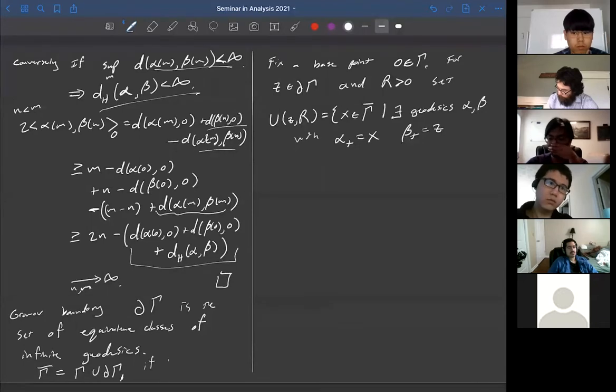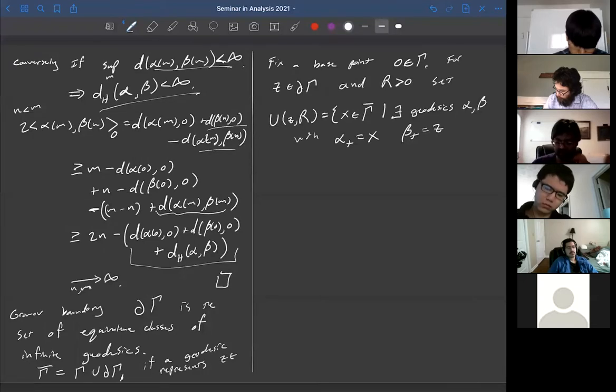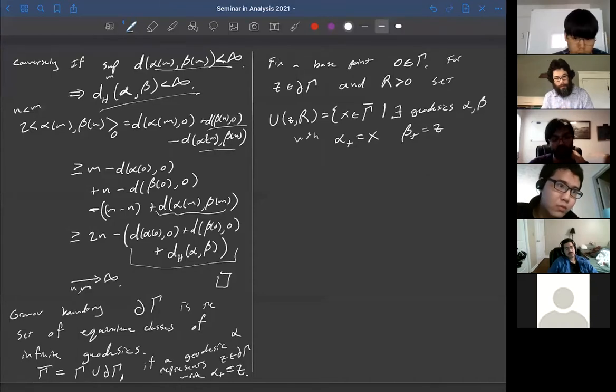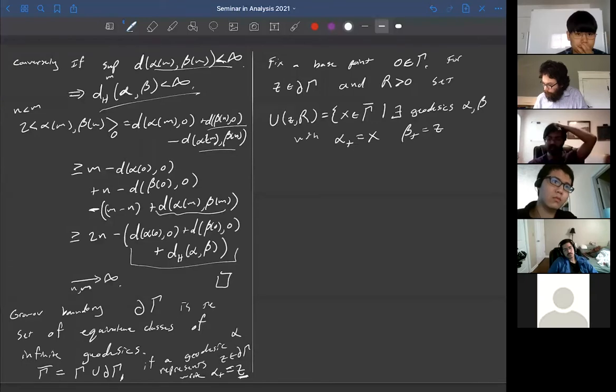So if a geodesic alpha represents some point z in the boundary, then we write alpha plus is equal to z. We'll think of these geodesics as converging from some point to this boundary point. This is the notation. And then I'll also think of points in the space themselves as singleton geodesics. So if x is in the graph gamma, they'll be finite geodesics, paths from the origin, so these are finite or infinite geodesics.